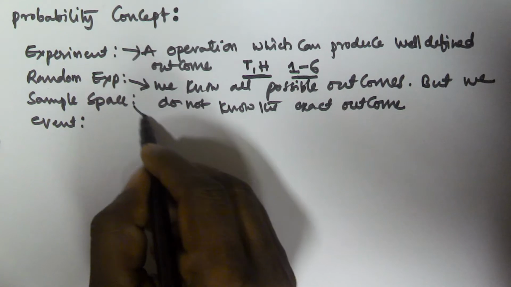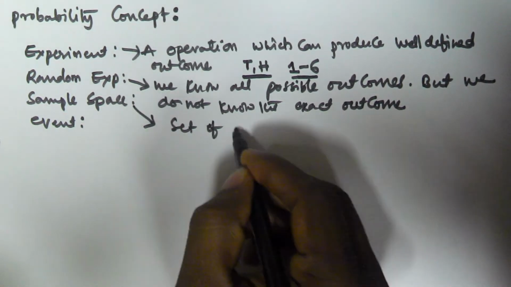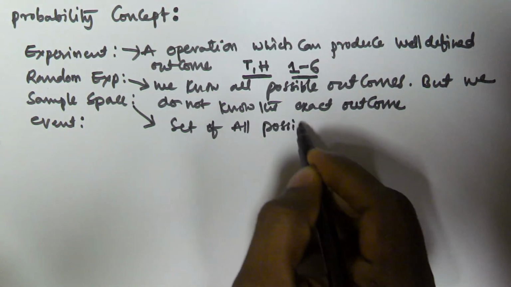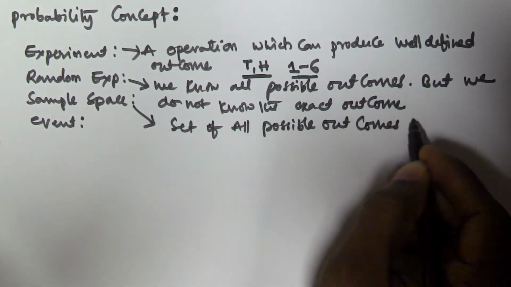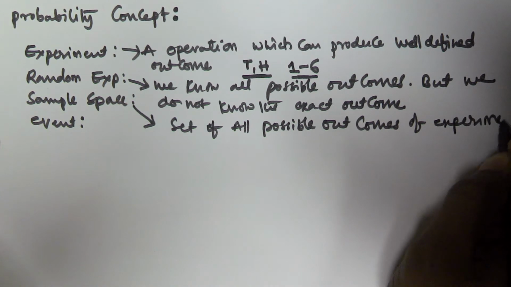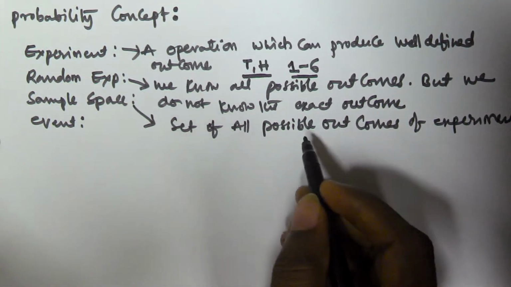And next one is the sample space. Sample space is simply the set of all possible outcomes of an experiment.